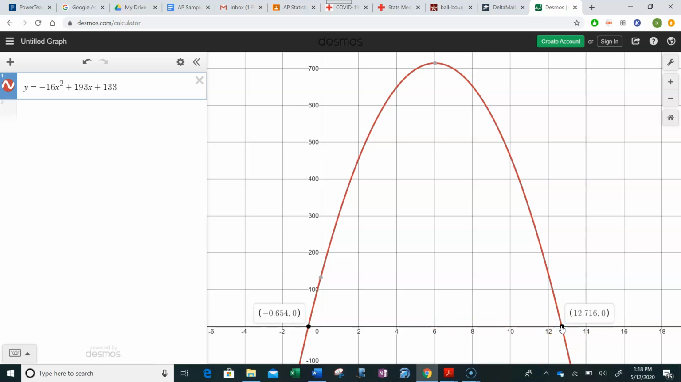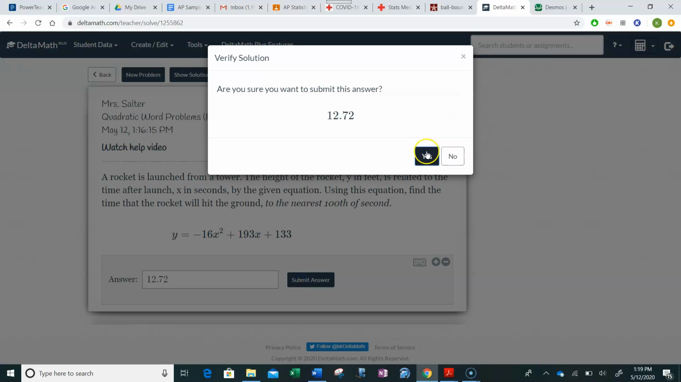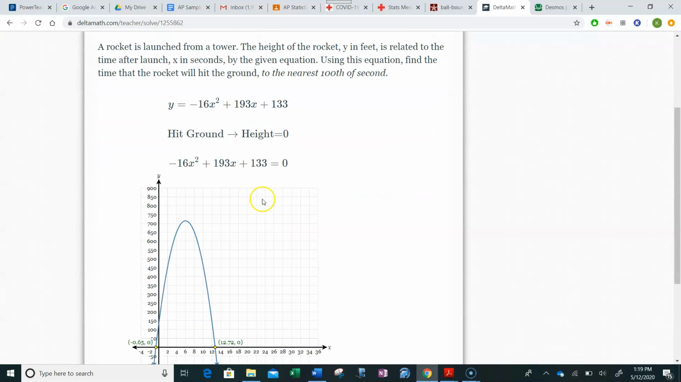And it asks us to do it to the nearest hundredth. So that's 2 decimal places. So if this is 12.716, we need to round that. And since 6 is greater than 5, we're going to round this to 12.72. And that would be the answer that we would type in. And again, you don't type in seconds. It knows it's seconds. You only type in the answer. Submit your answer. And it goes back over to it.